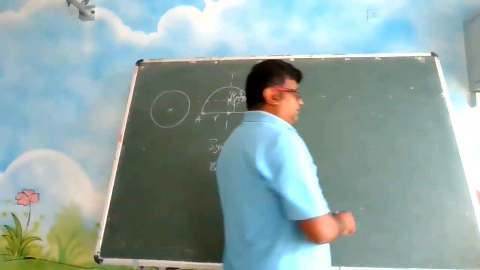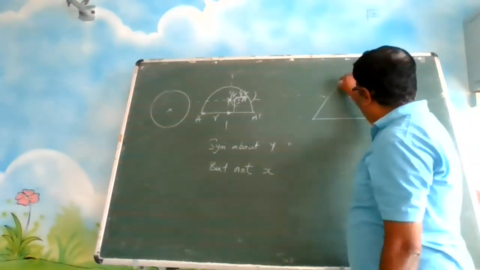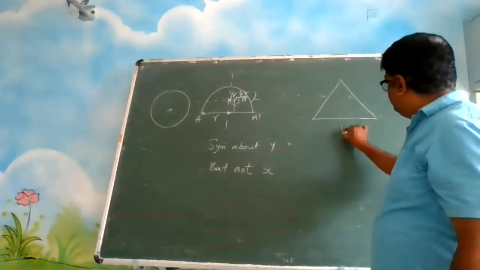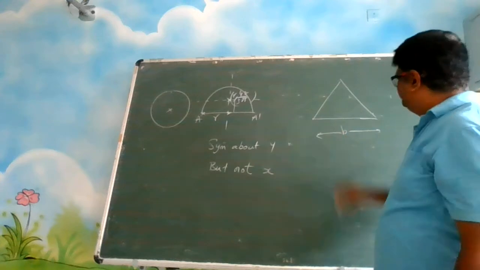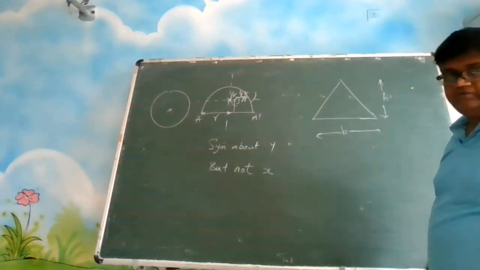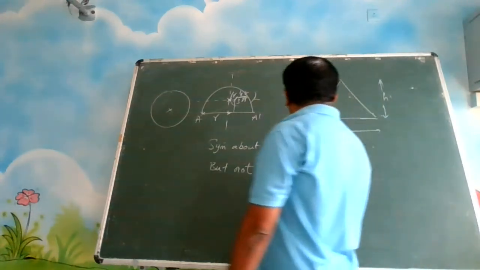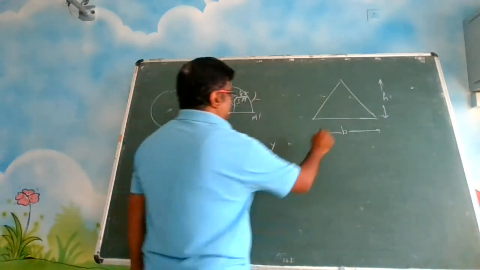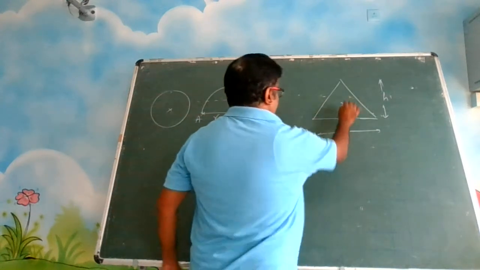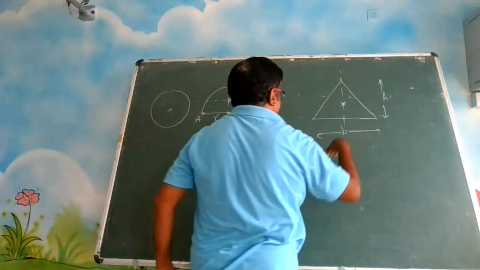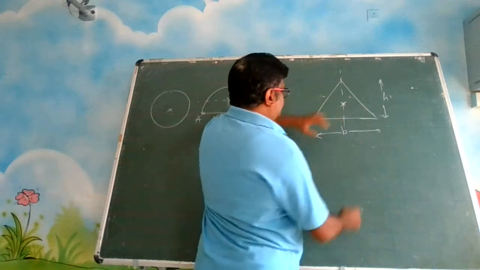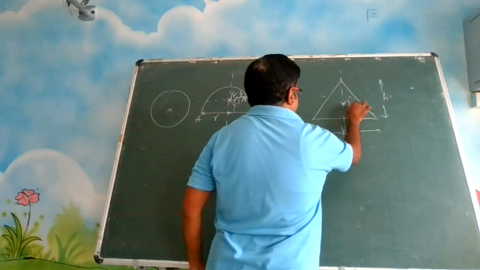Now another important figure is the triangle. Okay? In the triangle, let us call this base as b and this height as h. These we use quite frequently. Okay? So the centroid will be somewhere here. These 2 points, this is exactly passing through the center. So these 2 points are symmetrical. So from here, the x distance will be b by 2.